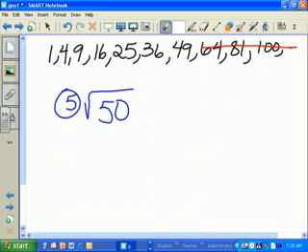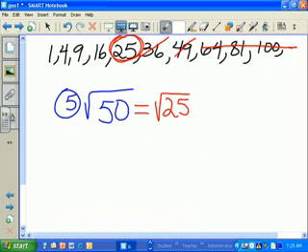Okay, now let's go down our list. Is 49 a factor of 50? Nope. Is 36 a factor of 50? No. Is 25 a factor of 50? Yes, it is. Okay? So what we're going to do is write the square root of 25 times what? 2. So square root of 2. So you write 2 square roots, square root of 25 times square root of 2.